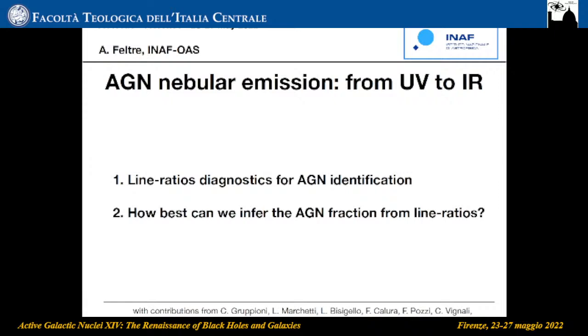Good afternoon, everybody. So today I would like to discuss how we can best use the atomic emission lines to identify AGN. And I will mainly touch two points. One is an overview on different line ratio diagnostic diagrams that we can use for AGN classification over different wavelength ranges, so from the UV to optical to mid-infrared. And if I still have time, I will show an exercise we are performing in which we are trying to assess how best we can infer the AGN fraction starting from line ratios.